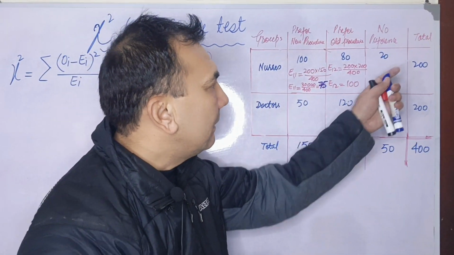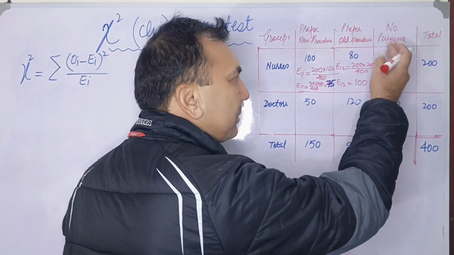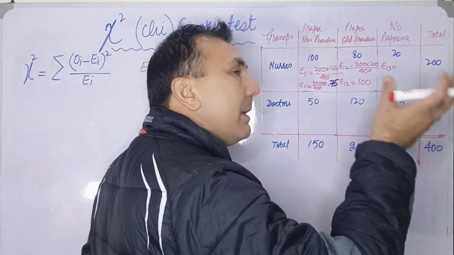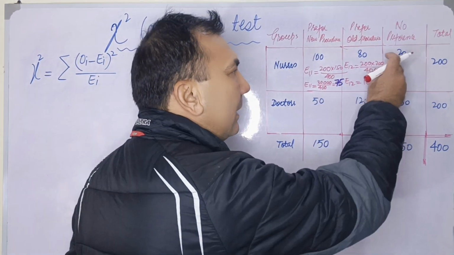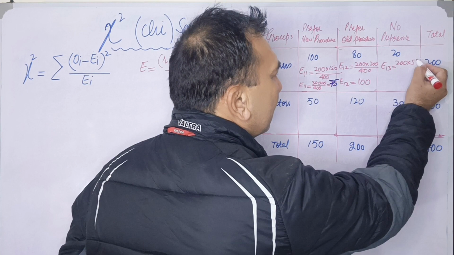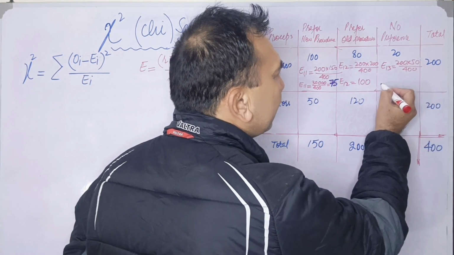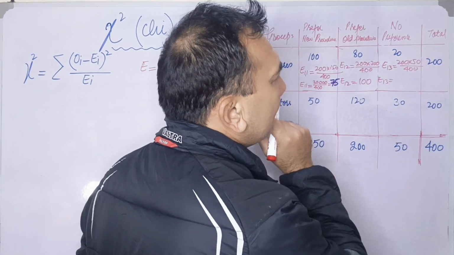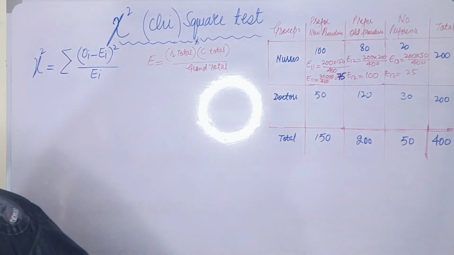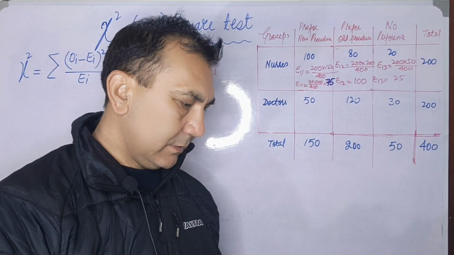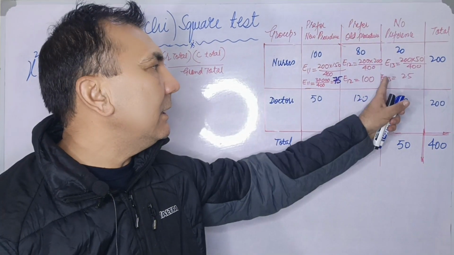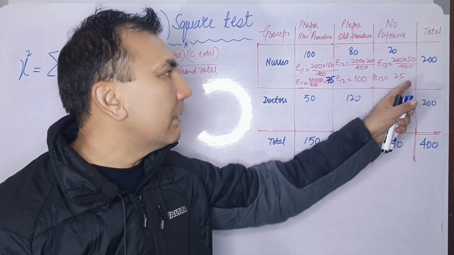Now we apply the same formula to calculate the expected value of the third cell. E13 means row 1 and column 3. Remember this for the expected value of each cell. The total of row 1 is 200, and the column total is 50, divided by the total 400. So it is 10,000, and 10,000 divided by 400 is 25. So 25 is the expected value of row 1, column 3.